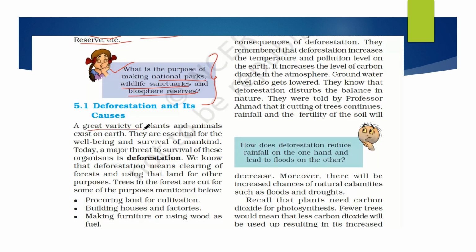A great variety of plants and animals exist on Earth. They are very much essential for the well-being and survival of mankind. Today, a major threat to the survival of these organisms is deforestation, right? Deforestation, we all know what that is: clearing up of forests. We are cutting down all the trees and using that land for other purposes. Trees in the forest are cut for some purposes mentioned below.